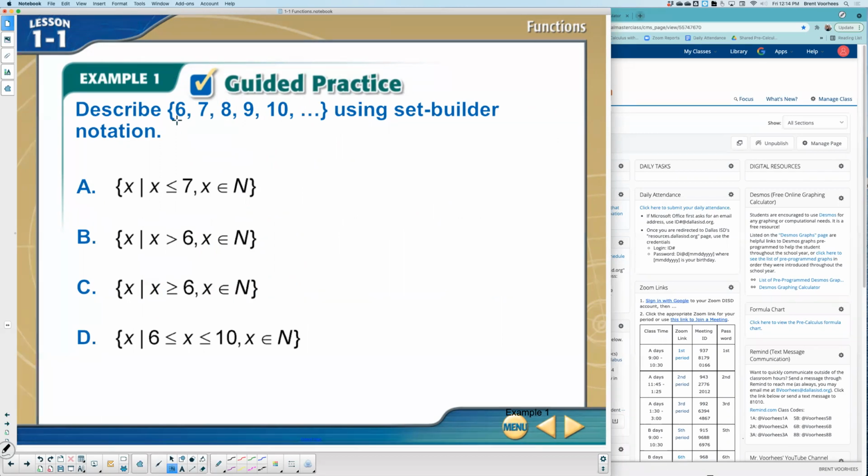It says describe the number 6, 7, 8, 9, 10. And I'm not going to tell you what the ellipsis means. I'm going to see if you know. But I want you to use, this is what set builder is. I want you to determine the correct answer. So I'll give you about 30 seconds to try to come up with what you believe the answer is.